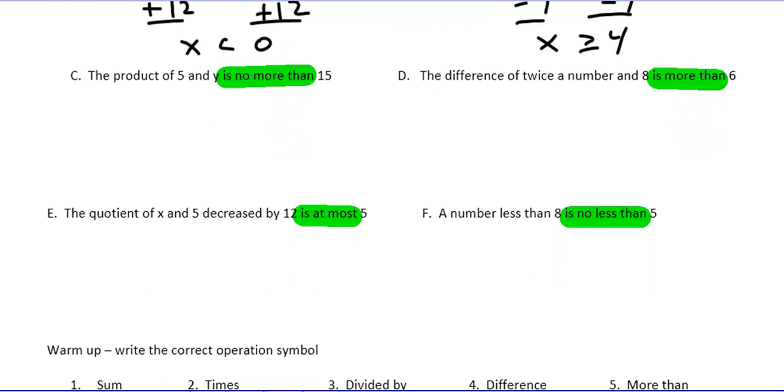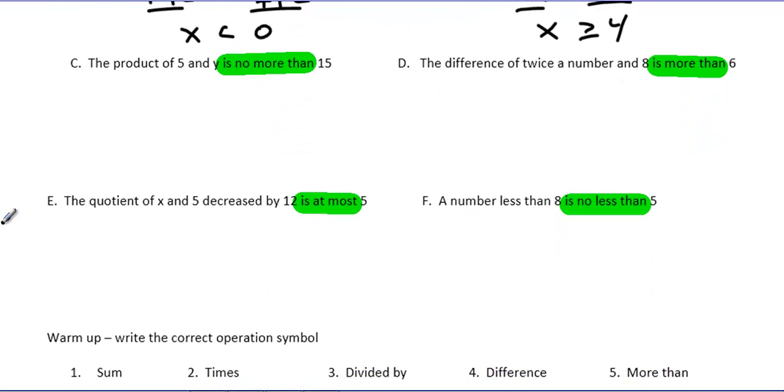Let's take a look at C. We have the product of 5 and y is no more than 15. Again, I'm going to take care of the sign. Is no more than 15, which means I could be equal to 15, but no more than it, so I have to be less than it. So less than or equal to. Product means to multiply, so we're going to multiply 5 and y.